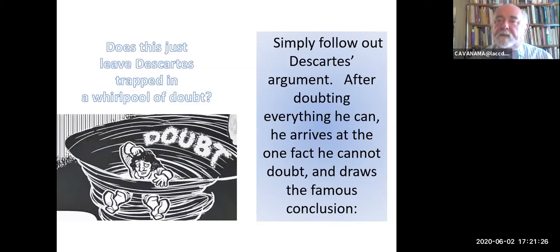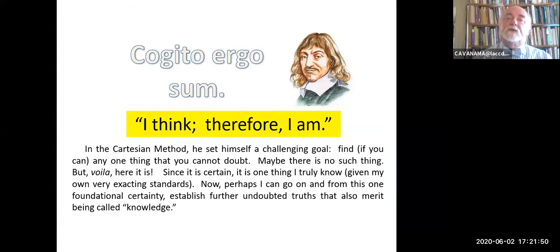Well, I'm doubting. And finally, I come to realize one thing. There's one thing I cannot doubt. What is that? Well, I can't doubt that I'm doubting while I'm doubting. And if I'm doubting, who's doing the doubting? Oh, it's me. So if there's doubting going on, doubting is a species of thinking. If there's thinking going on, there must be an I to be doing the thinking. And he comes to the famous conclusion, cogito ergo sum, I think, therefore I am.